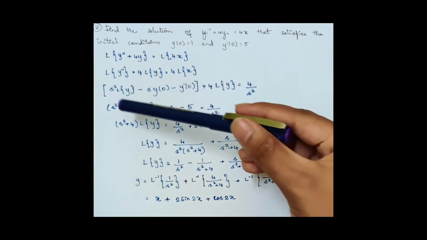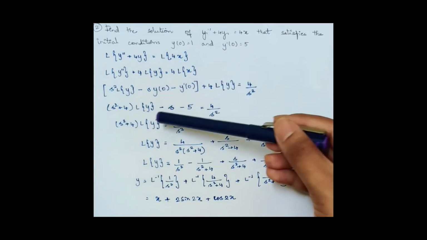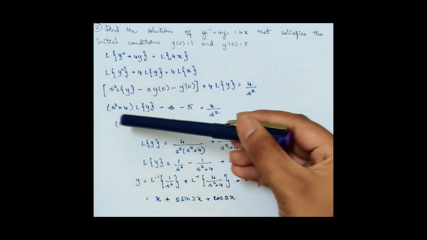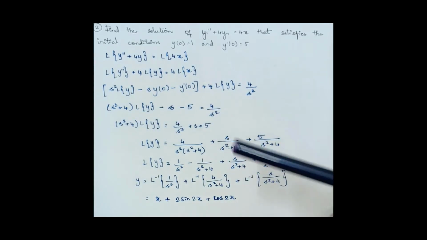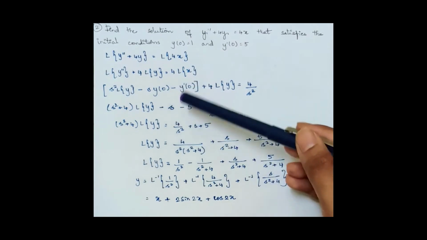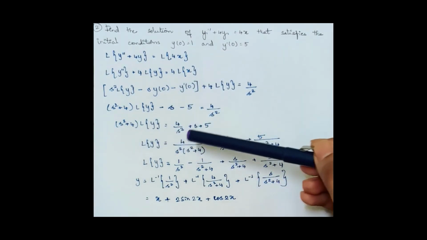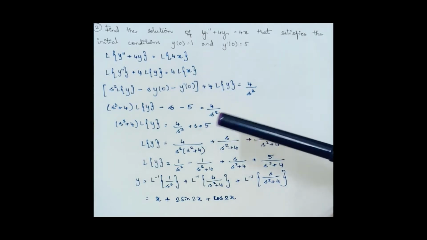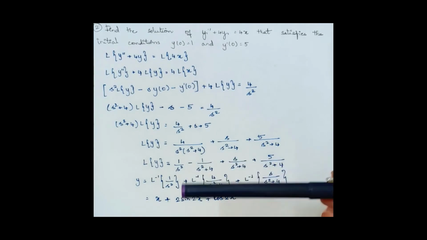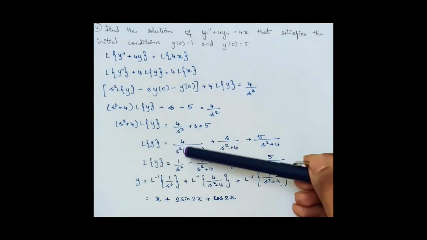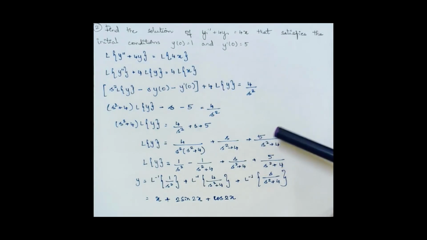Now taking the terms with Laplace transform of y as common and the others separately, we get s squared plus 4 into Laplace transform of y minus s minus 5 is equal to 4 by s square. Now taking the other terms to the right, you get s squared plus 4 into Laplace transform of y is equal to 4 by s squared plus s plus 5. Now dividing all these terms by s squared plus 4, you get Laplace transform of y is equal to 4 by s squared into s squared plus 4, plus s into s squared plus 4, plus 5 by s squared plus 4.